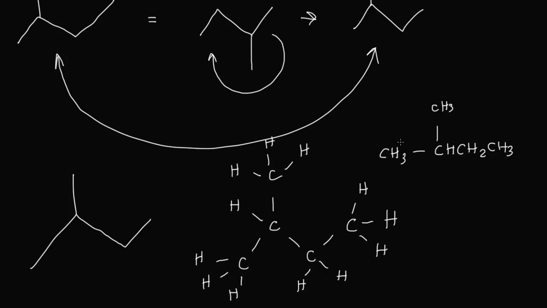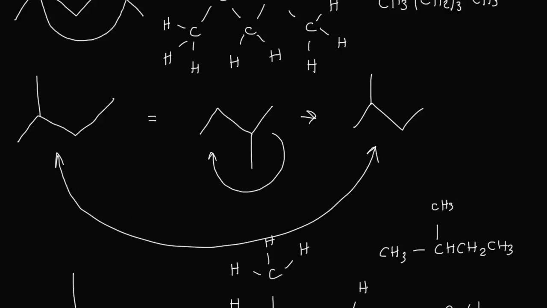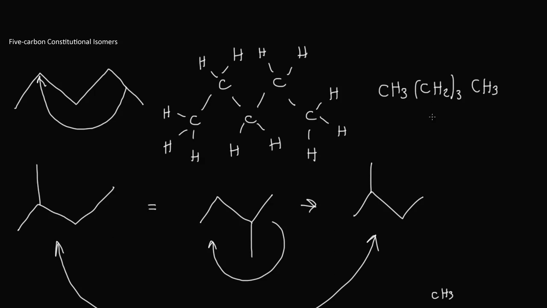Most teachers will want the bond line, but if they ask for the condensed structural formula, this is completely acceptable as well. Now we see how that's arranged differently, and it has the same chemical formula. So it is a constitutional isomer of what we saw right here. Now this, if you want to give it a name, the first one, the name you can use to differentiate is n-pentane.